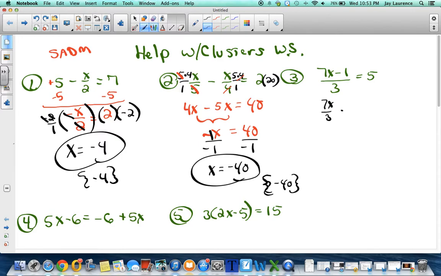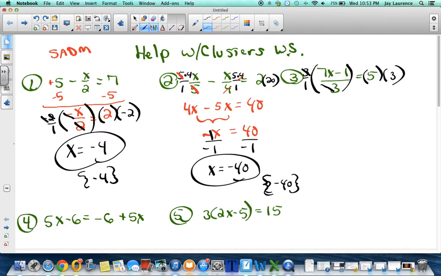7x over 3 minus 1/3 equals 5. And then treat it like the last problem, multiply through to get rid of the denominators. And that's a great way to do it. I'm not going to rewrite it. I'm just going to go ahead and multiply by the denominator, by the least common multiple. There's only one denominator, and so it's just multiplying by 3 in this case.